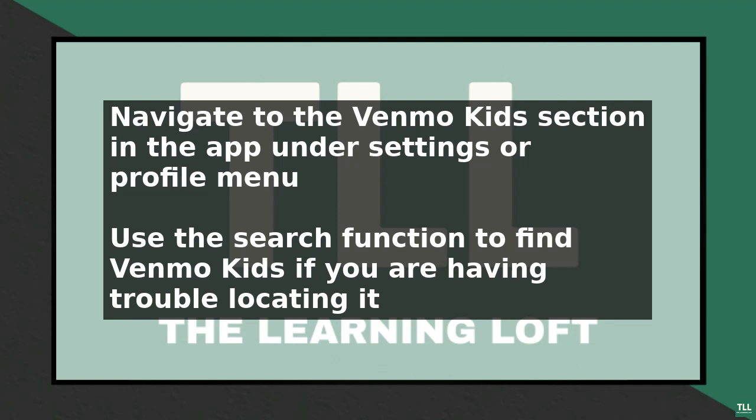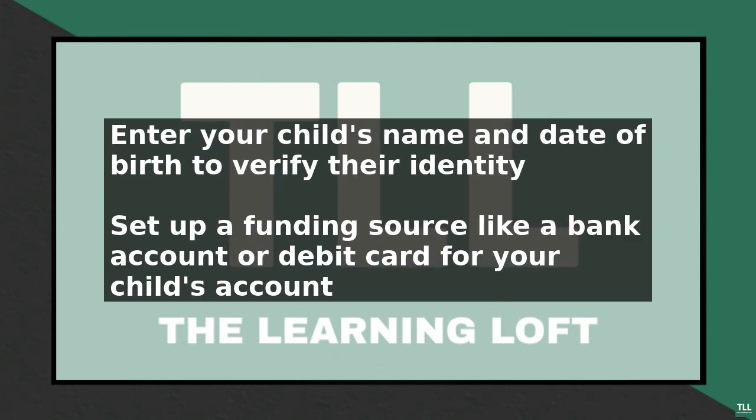Choose a funding source that you are comfortable with and that will allow you to easily transfer funds to your child's account. After setting up the funding source, you will be asked to set a weekly allowance for your child. This is the amount of money that will be automatically transferred to your child's account each week. You can choose any amount you like, but keep in mind that the goal of Venmo Kids is to teach children about responsible money management.